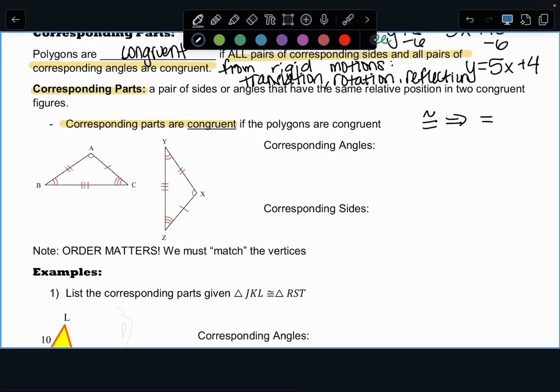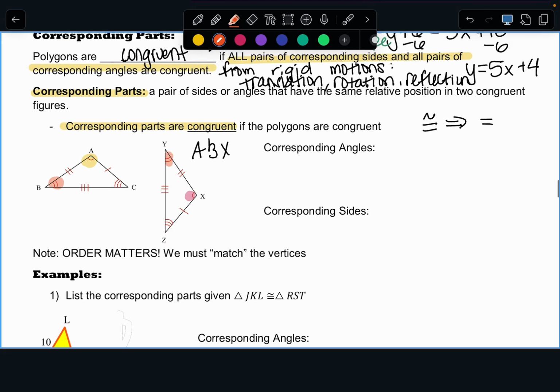And I'm first just going to tell you, let's just match our letters. If I look at A here, A has one little arc next to the angle. What other angle from the other figure has one little arc? X. So I'm going to pair A and X together. For B, B has two arcs. What other angle has two arcs? Y. So I'm going to pair B and Y together. What about C? What does C go with? Z. So C and Z are going to go together.